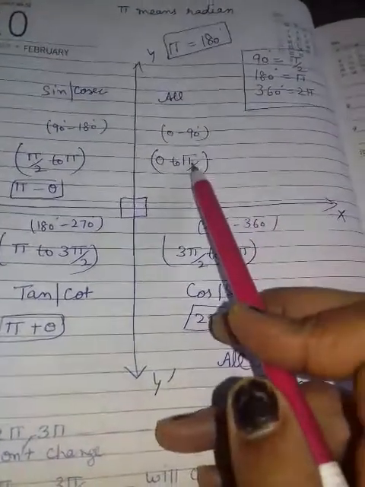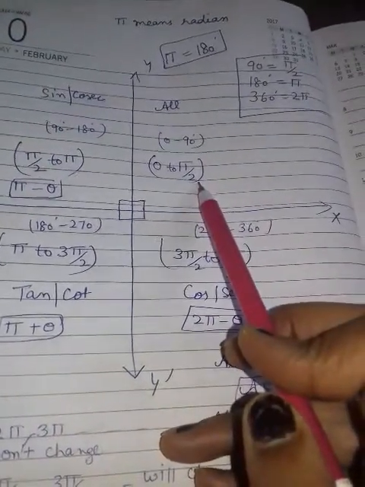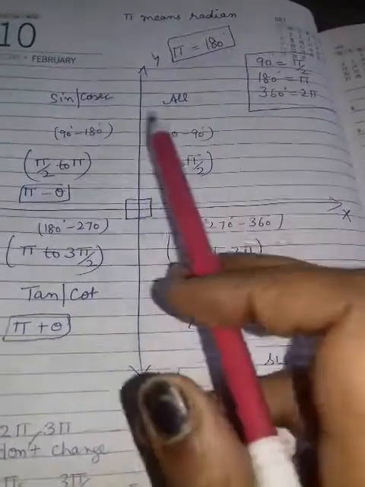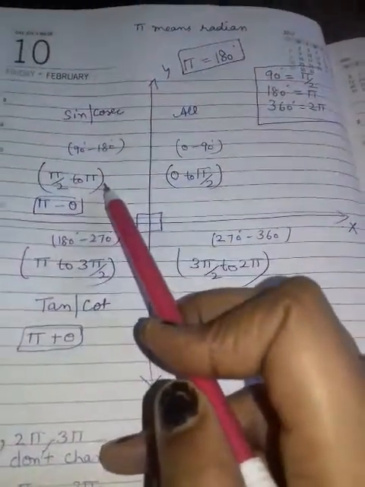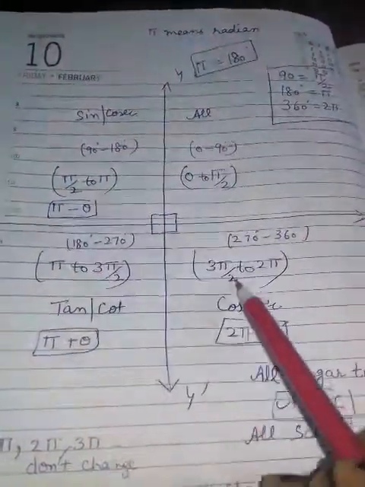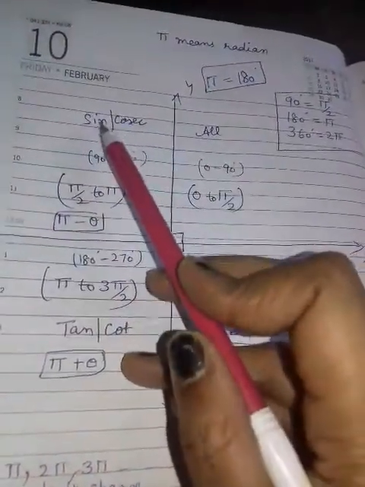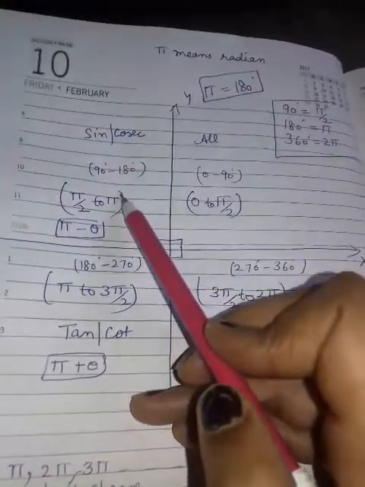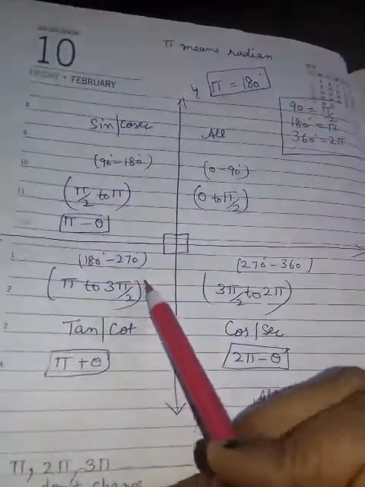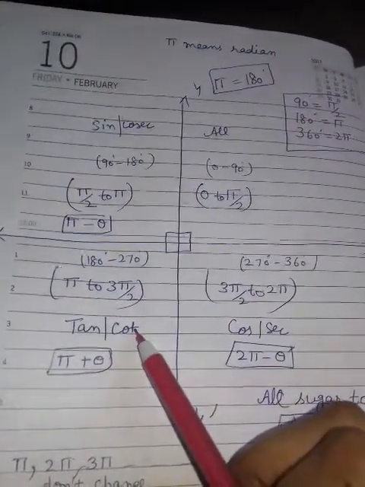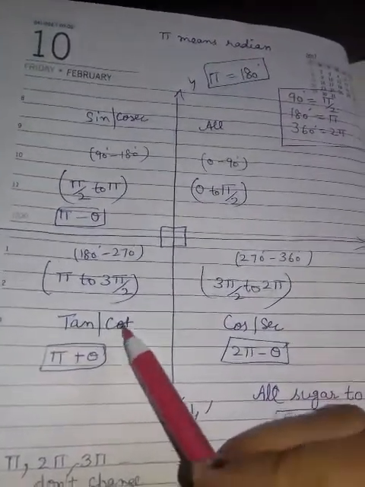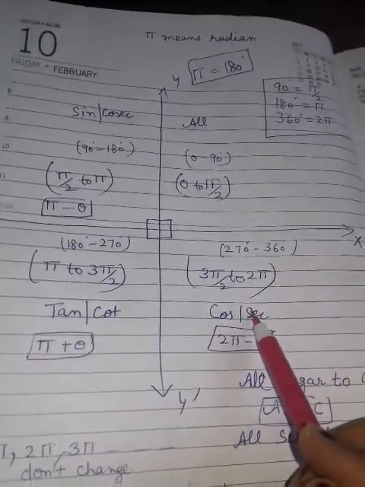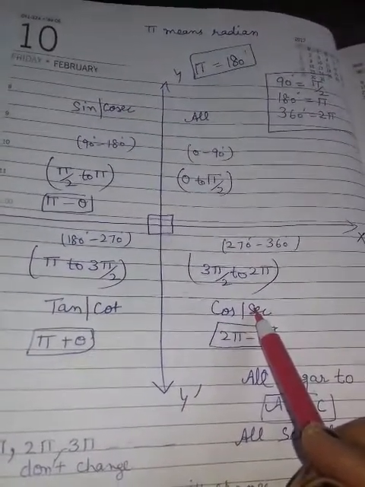So in the first quadrant, all t ratios, means trigonometric ratios, will be positive. In the second quadrant, you will see anti-clockwise, and in the second quadrant, sine and its reciprocal cosecant both will be positive. In the third quadrant, tan and cot both will be positive. In the fourth, cos and secant will be positive. Easy to remember, one trick is here.